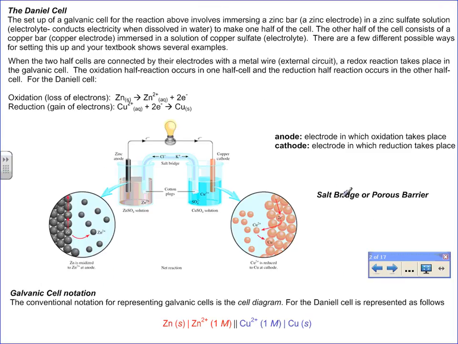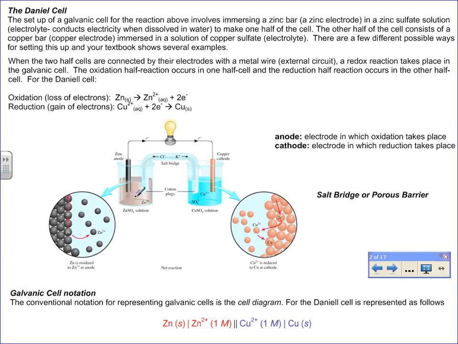The Daniell cell is one of the original galvanic cells, and it was set up using this zinc and copper reaction. And like I said, when we want to set up a galvanic cell, we need to separate the oxidation reaction from the reduction reaction. And we do this by creating two cells. So this cell over here consists of an anode, which is a zinc bar in a zinc solution, and we've got a cathode of a copper bar in a copper solution. And we connect the two metals to one another using a wire.